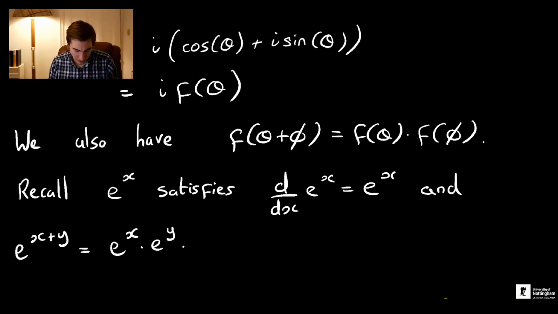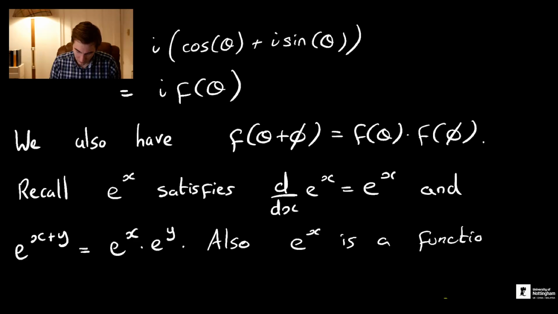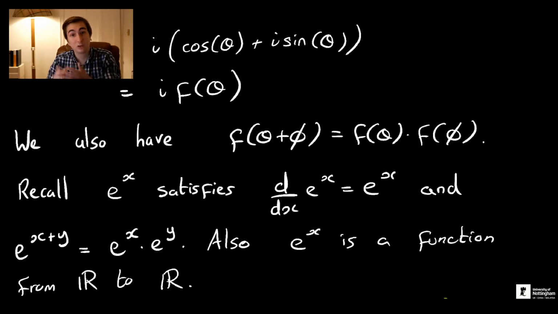But more importantly, I also realize that e to the x is a function from the reals to the reals. In other words, from R to R. And f of theta is one that maps to the complex plane. So is there a way that I can extend the definition of the exponential function so I can put in real numbers and that maps me to complex numbers?